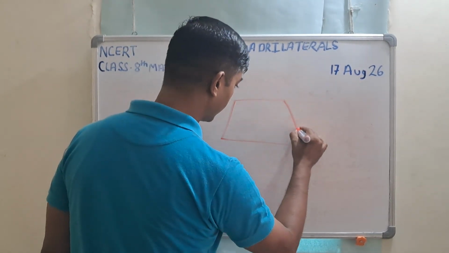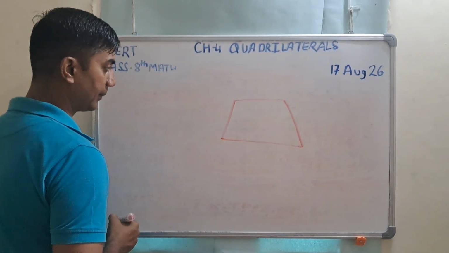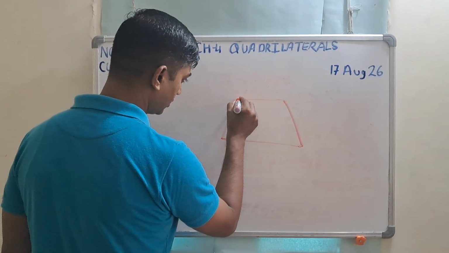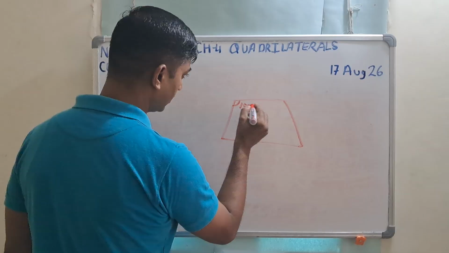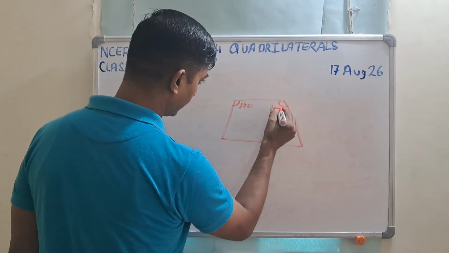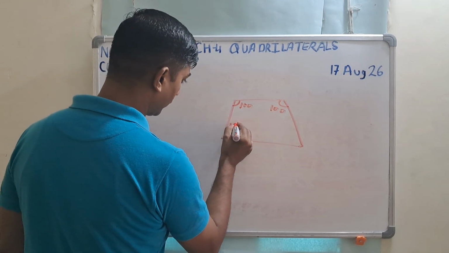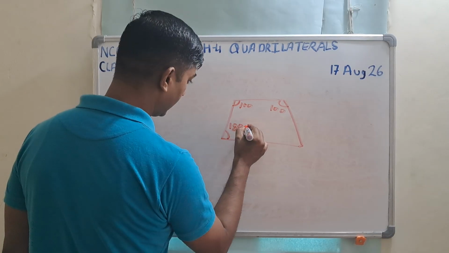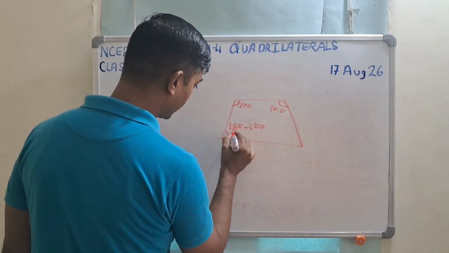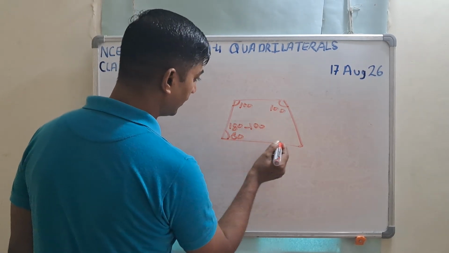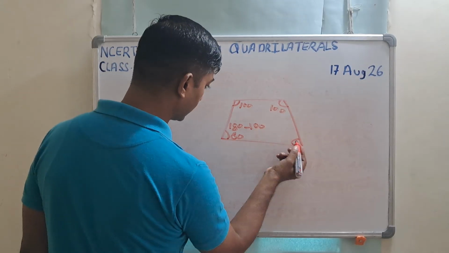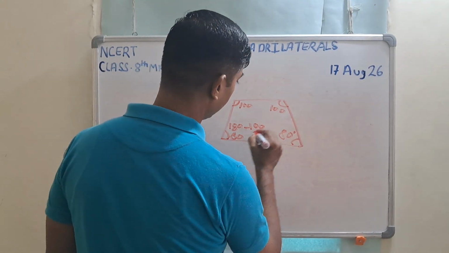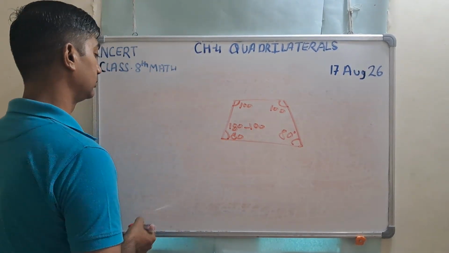This is our isosceles trapezium, and this angle is 100. So this angle is also 100, and this angle is 180 minus 100, that comes out to be 80 degree, and these angles are equal, so this is also 80 degree. So this is our answer.